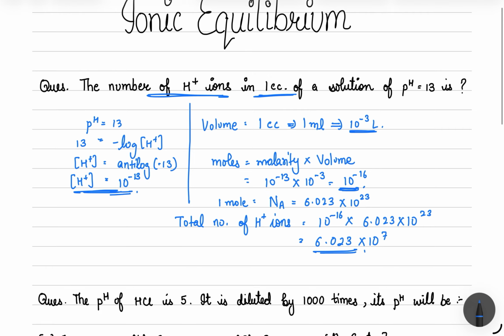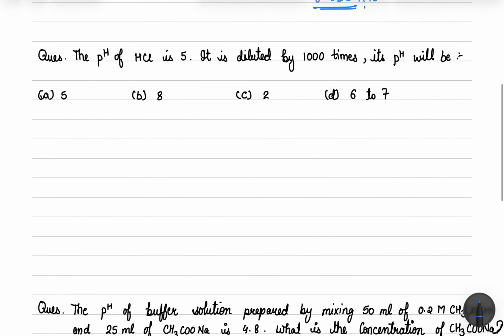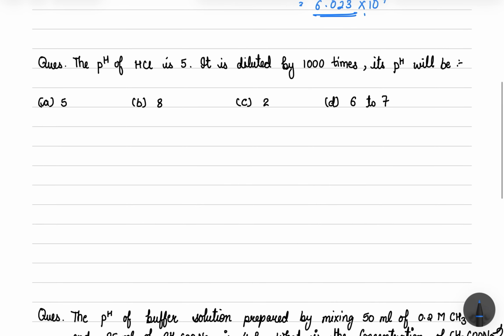So basically some concept of pH we are applying in this question and some concept of stoichiometry, mole concept, we are applying in this question. Now next question, question number 2. The pH of a HCl is 5. It is diluted by 1000 times. Its pH will be. So options are given. Pause the video students and try this question once. Now we will solve the question.